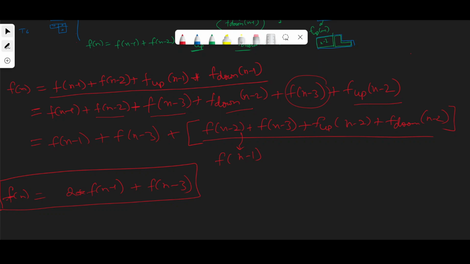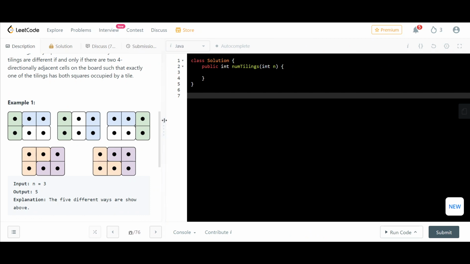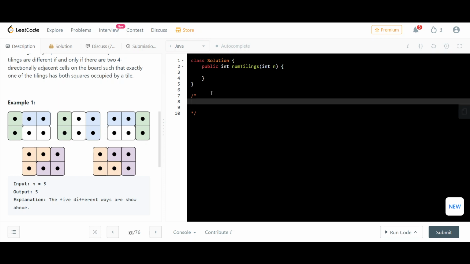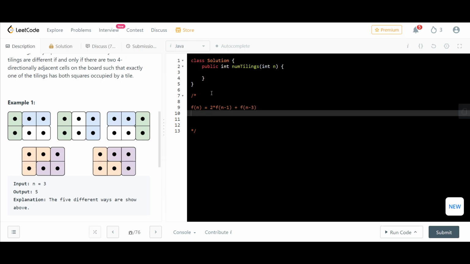So, coming back to the problem at hand. What we achieved with all of that analysis is that f of n equals, we got this recurrence relation, f of n minus 1 plus f of n minus 3. And we also know base conditions.